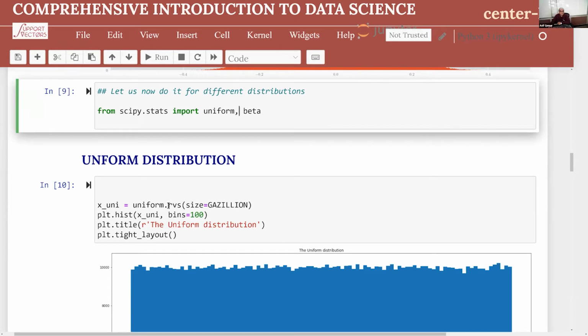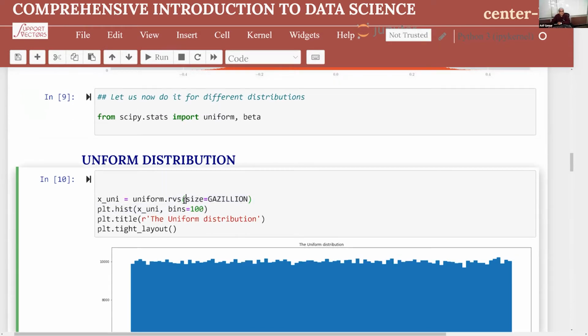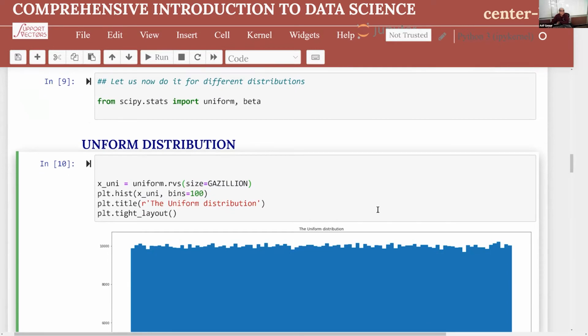So RVS is a very cryptic way of saying random variates, remember? Extract some random values from that distribution. By the way, if you don't want to see junk at the end, this is the more formal way of doing it instead of putting a semicolon. If you say plt.tight_layout, it will just prettify your plot, make it more condensed. This is how you give a title to a plot. So you notice that I'm adding a little bit of visualization things to your code now. Baby steps towards visualization.